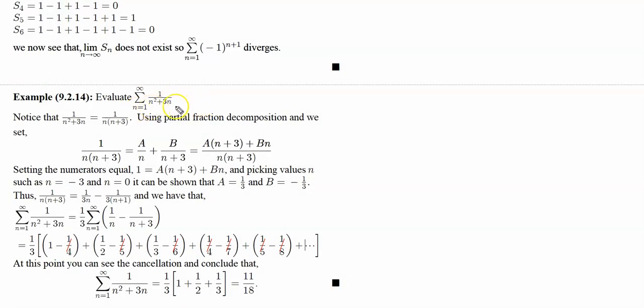Now here we want to evaluate the sum from 1 to infinity of 1 over n squared plus 3 times n. So let's notice that the denominator here factors as n times n plus 3. So now, using partial fraction decomposition, let's write this, which is 1 over n times n plus 3, as A over n plus B over n plus 3. And of course, recombining this side right here, we get this.